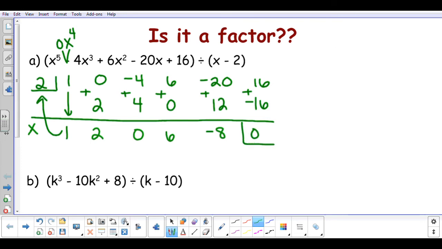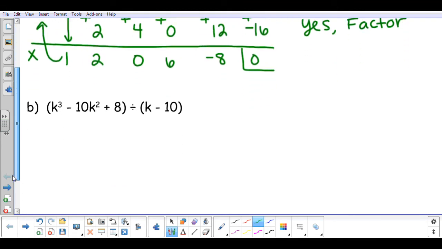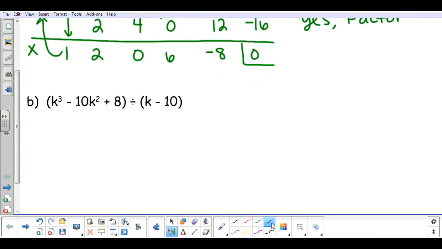0 ends up being my remainder, so x subtract 2 is a factor of the polynomial. We're going to do the exact same thing in letter B. So I have k to the 3rd, subtract 10k squared, plus 8. So I am missing my k term, so I'm going to put a 0 in between the negative 10k squared and the positive 8. So I'm going to have a 1, negative 10, 0, positive 8 for my coefficients, and I'm going to put a positive 10 in my box.